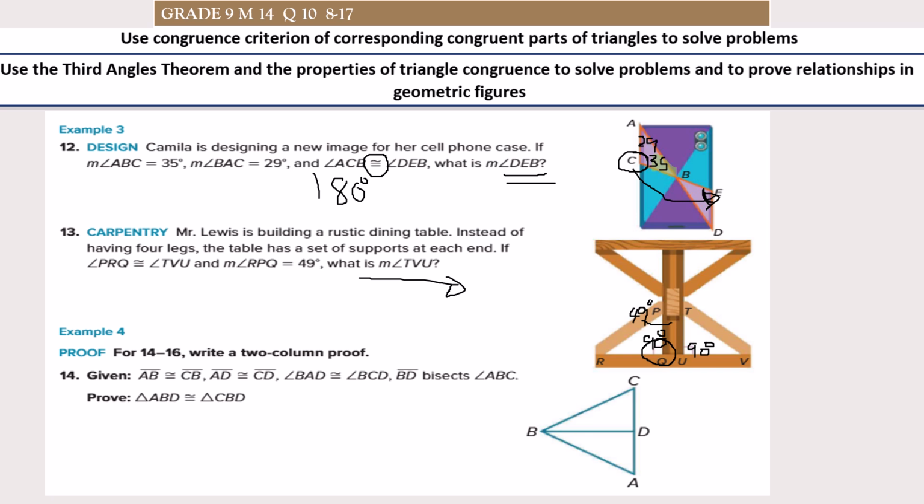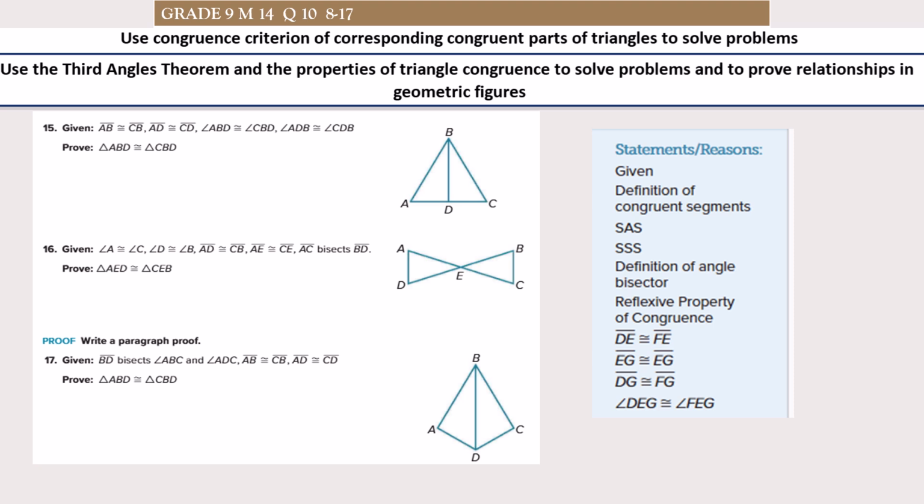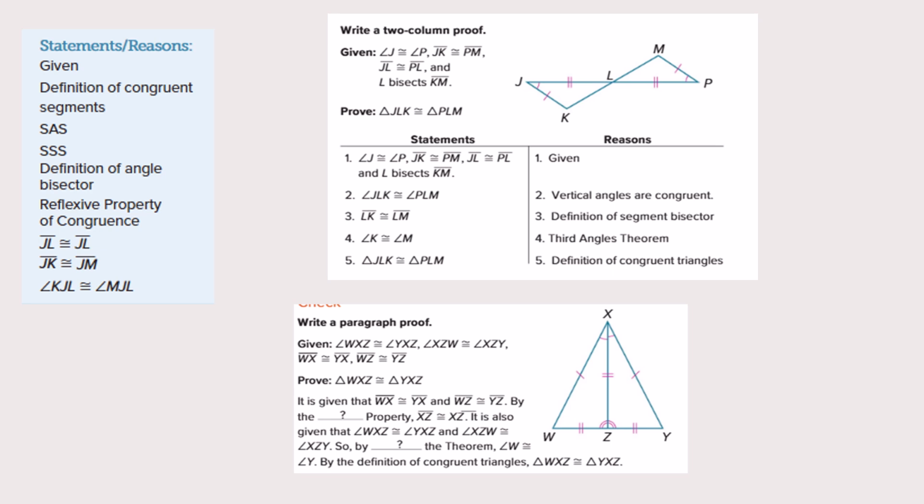Going ahead for example 4, number 14. Here they expect us to write two-column proofs. So what are two-column proofs? When we look at a two-column proof, this is the standard that is required. Always state what is given, and that is actually your reason. Your statement is generally what is the given part, right? So these are your statements.